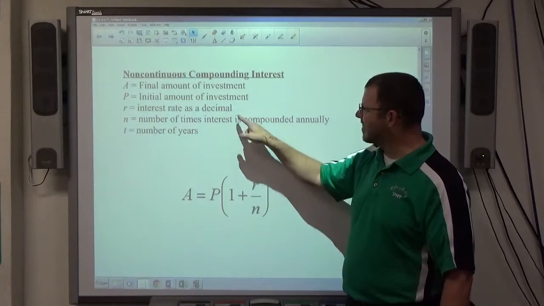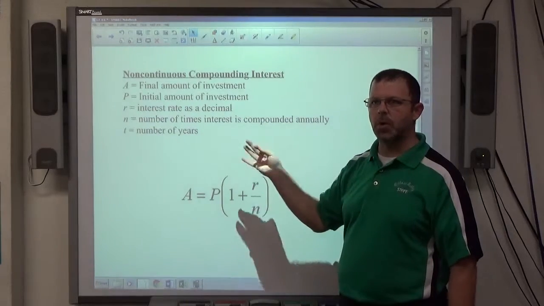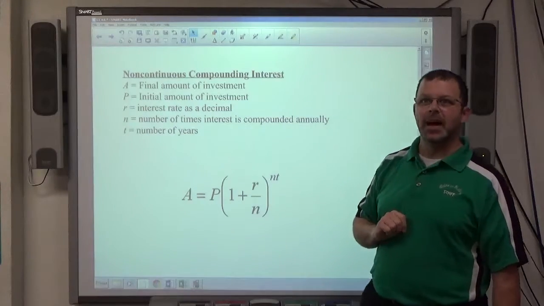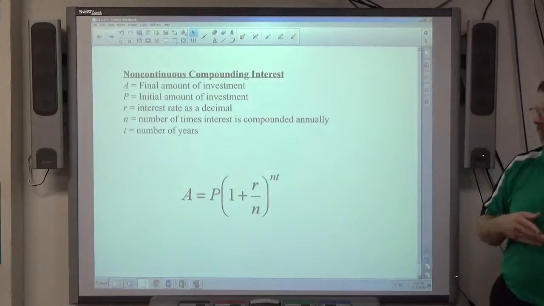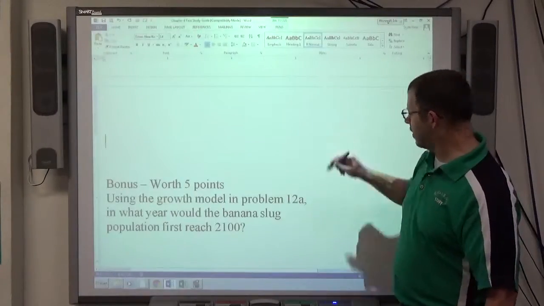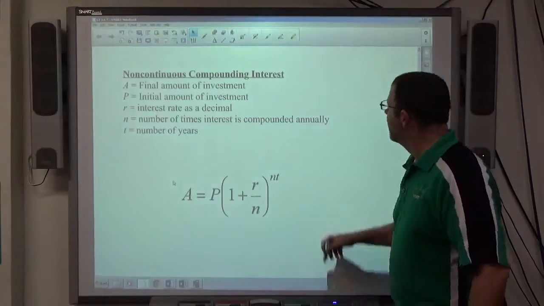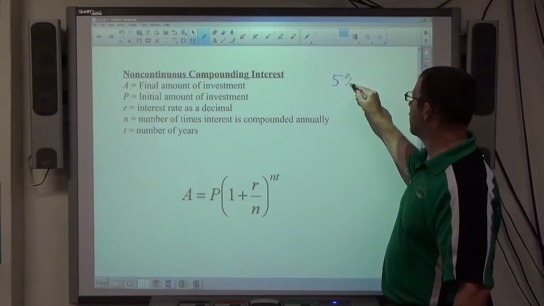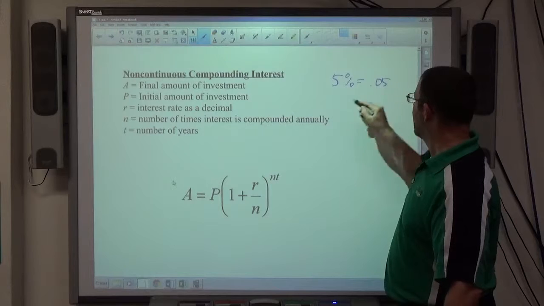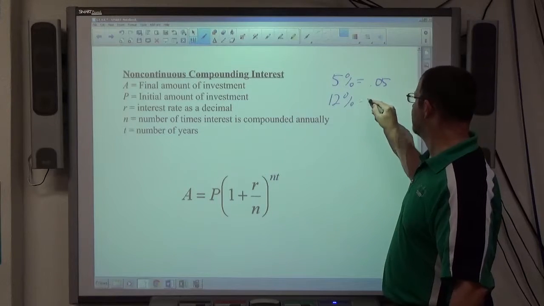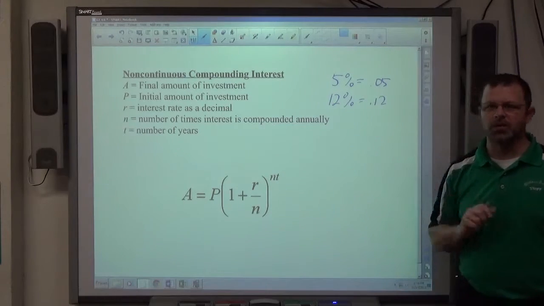R is the interest rate as a decimal. So if they say 5%, go 0.05. If they say 12%, 0.12. And be careful, I'm just going to write this down. 5% is 0.05, right? And 12% is 0.12. Be careful that 5% is 0.05, not 0.5.